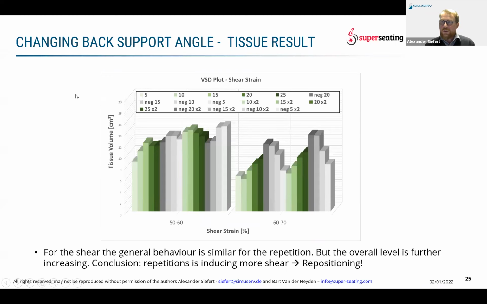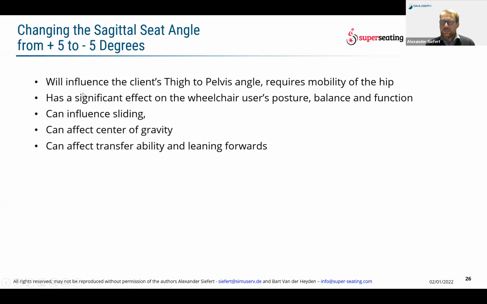And now I think we are coming to the second case. Yeah, very interesting. It also explains why we need to reposition our clients after using the back support recline function several times. So very, very interesting.